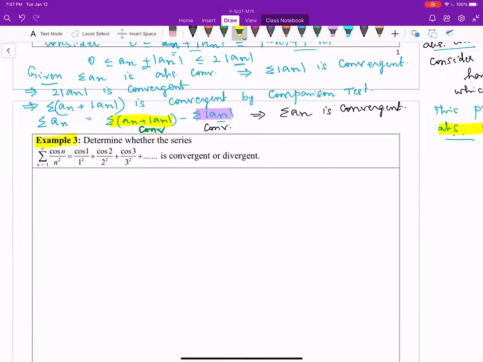Determine whether the series sigma cosine of n over n square, which is expanded as cosine 1 over 1 square plus cosine 2 over 2 square plus cosine 3 over 3 square, is convergent or not. We are going to test this series. So what is our first observation about this series? You cannot say that this is alternatingly positive and negative, because some of the terms are positive, some of the terms are negative. It's a mixed series. It's not an alternating series. It's not all positive either. So this series has both positive and negative terms.